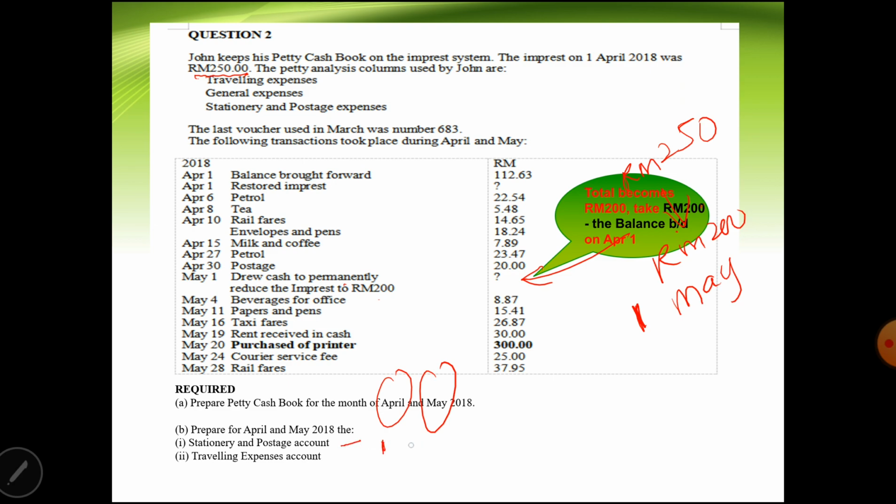This is 1 ledger, this is under 1, and traveling. You see, this is 1 item, this is the second item, this is the third item. This is 1 item, they are together, you don't split it.